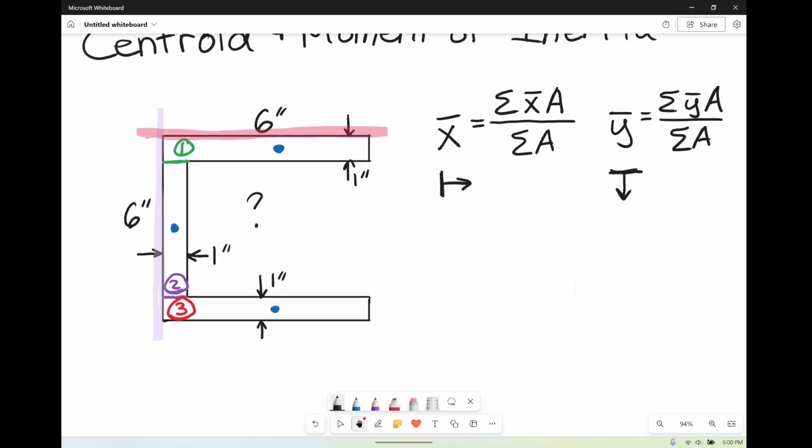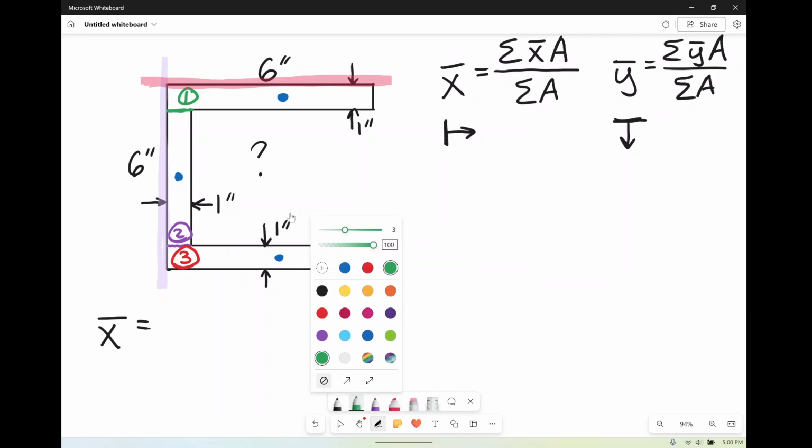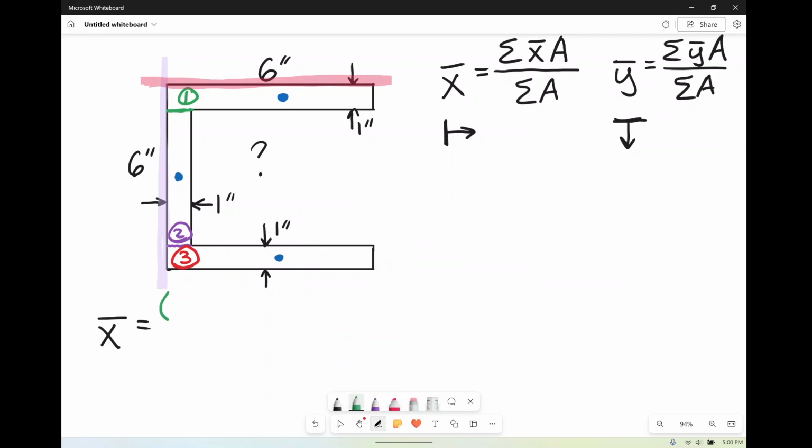So we can go ahead and get started solving for our x bar here. We're going to do it based on shape, so we'll write our shapes and our colors here. We're starting with x, and again we are measuring from that purple line. The horizontal distance over to the blue dot for the green rectangle, rectangle number 1, is 6 inches divided by 2. The area of that one is 6 inches times 1 inch.